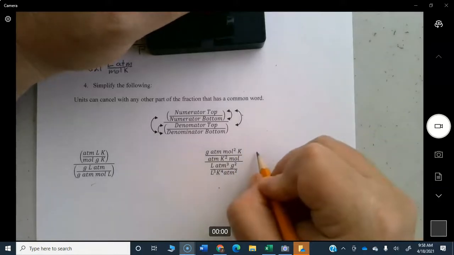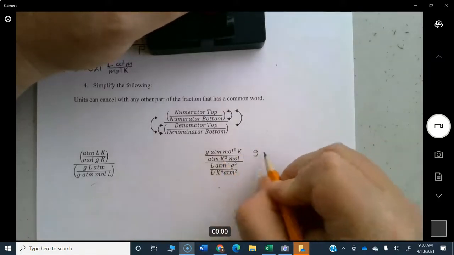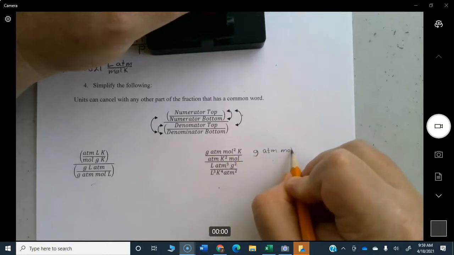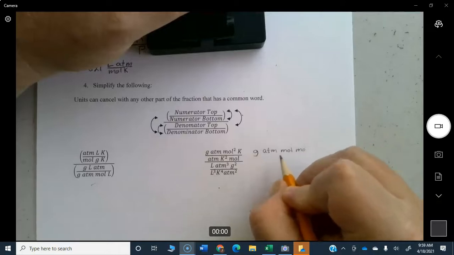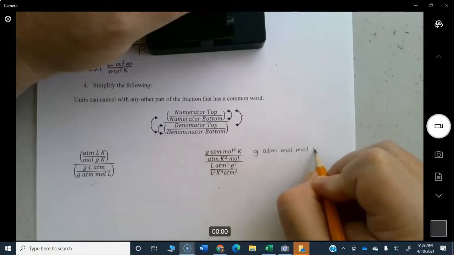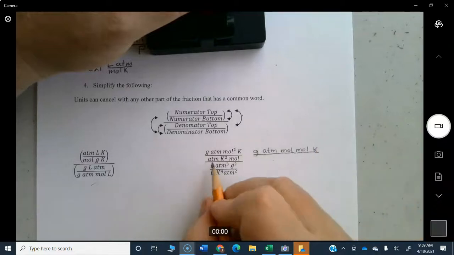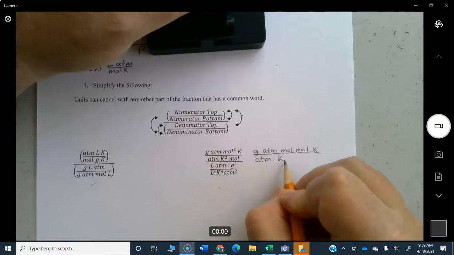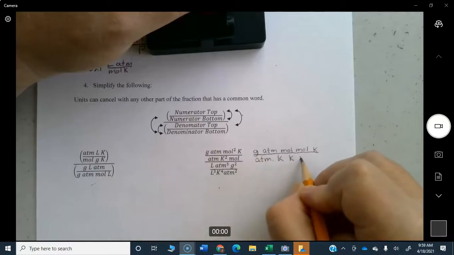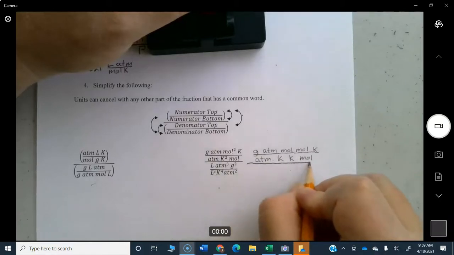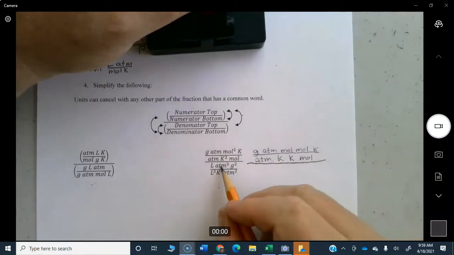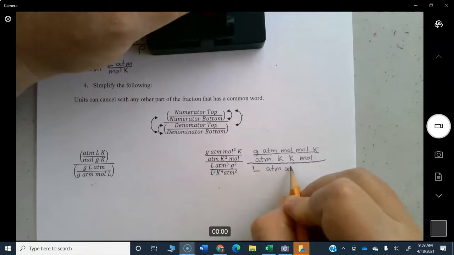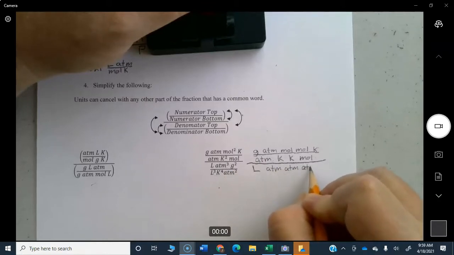All right, so you got a lot of squares in here. So if you want, you can rewrite it like this. Grams, atmospheres, and it's moles squared. So you can write that as moles times moles. Again, all these spaces in between are times signs or multiplications. Times Kelvin. Atmospheres, Kelvin squared is Kelvin times Kelvin, and moles. So that's the numerator top, numerator bottom. Down here is liters, and it's atmospheres cubed. So it's atmospheres times atmospheres times atmospheres.